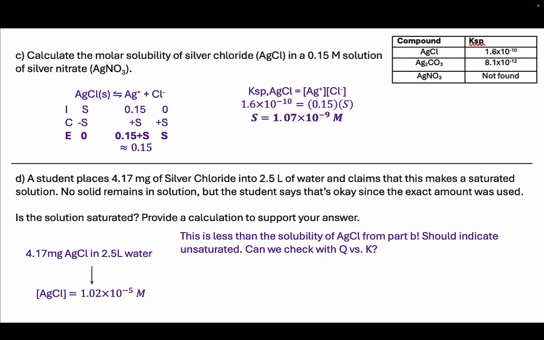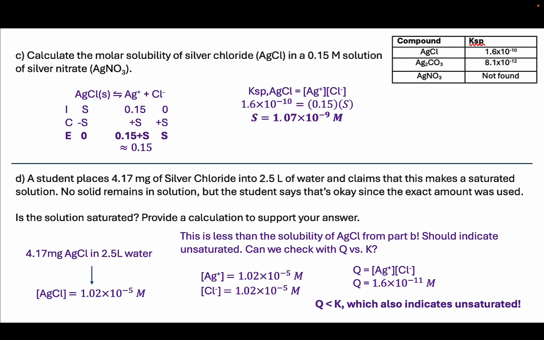But traditionally, when we look at this, we can often check with Q versus K as well. So would that work too? Note that for this solution, the silver plus is 1.02 times 10 to the negative 5, as is the chloride. And if we calculate Q here, we end up getting 1.6 times 10 to the negative 11 molar, which is less than KSP as shown in the table above, and would also indicate a solution that is unsaturated.